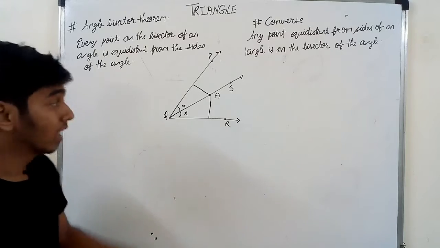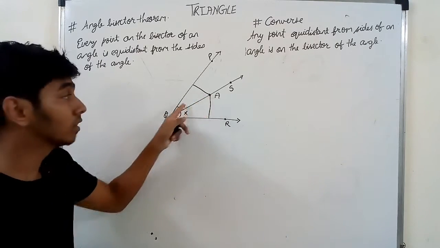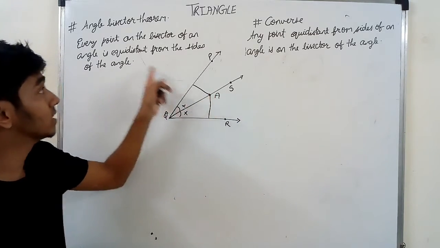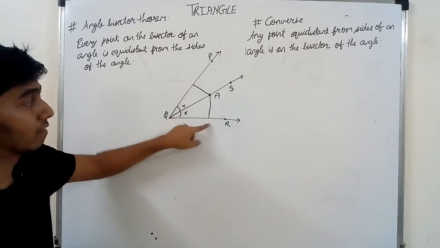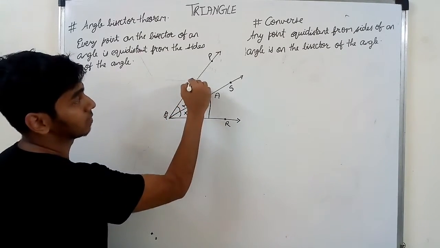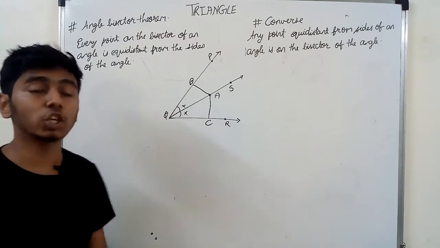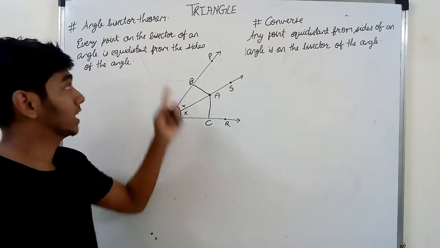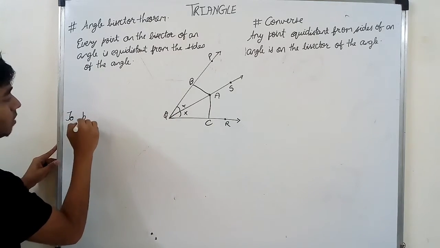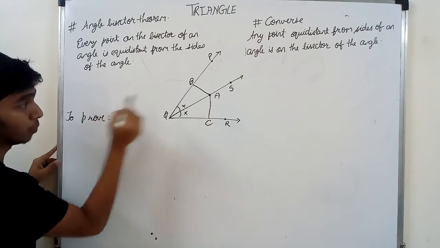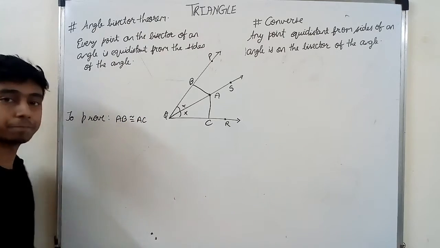What are we supposed to prove? That the point on the bisector should be at equal distance from the sides, so from this and from this. So these two sides, let's name this as B and this as C. We have to prove that AB and AC should be congruent. Okay, that's what this asks to prove. So let's write that: to prove AB is congruent to AC.